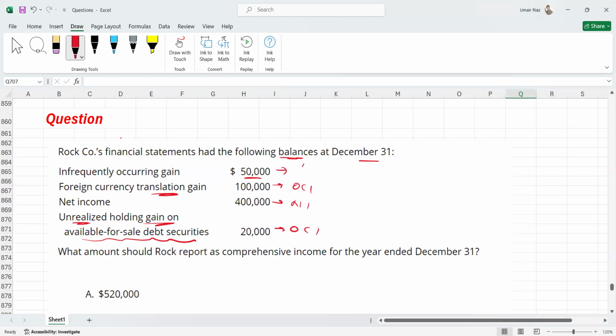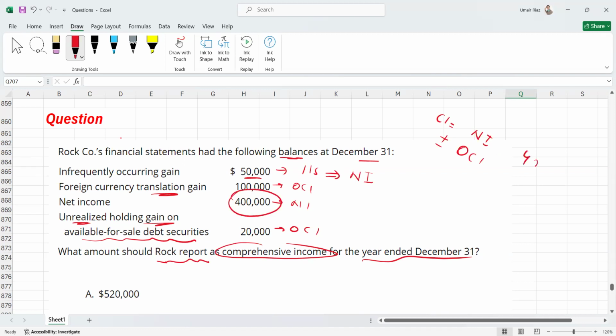And this item is always written under the income statement. The income statement means from the income statement we derive the net income. Now what is the question? What amount should Raw company report as comprehensive income for the year ended 31st December? Comprehensive income. So guys, please remember comprehensive income always equals net income, plus or minus OCI items. So net income is already available. How much? 400,000.